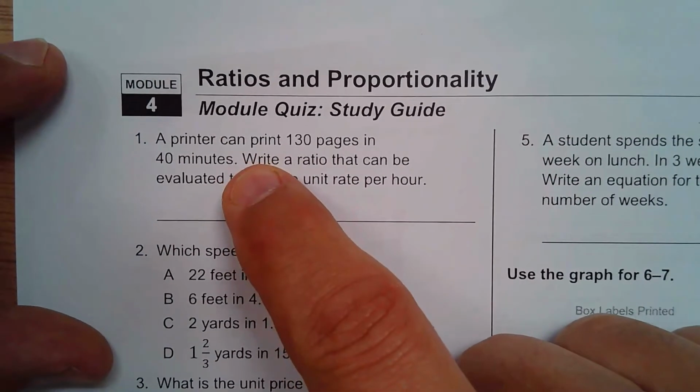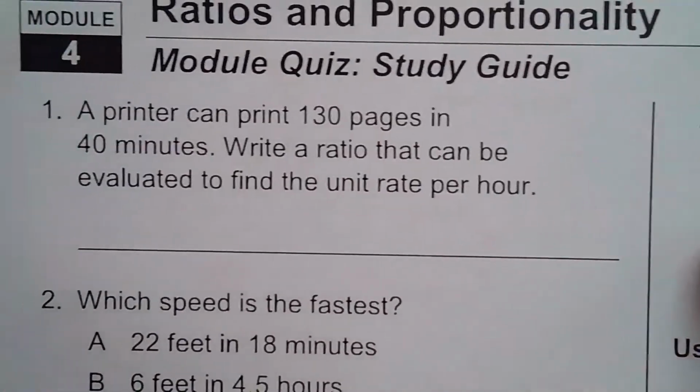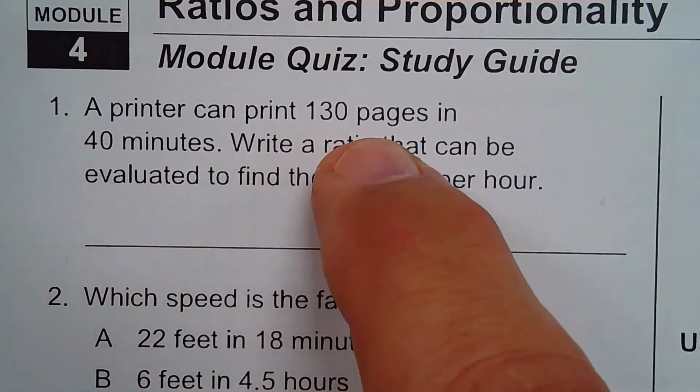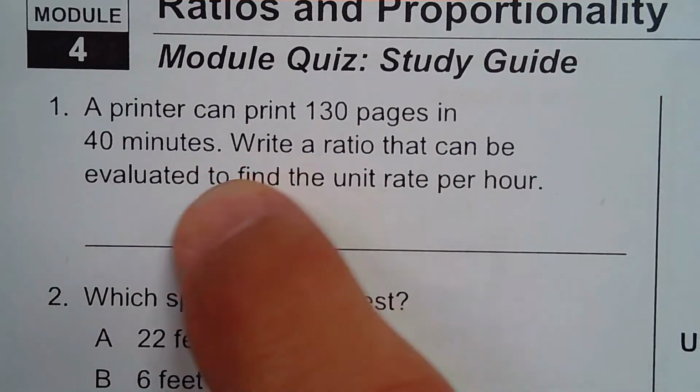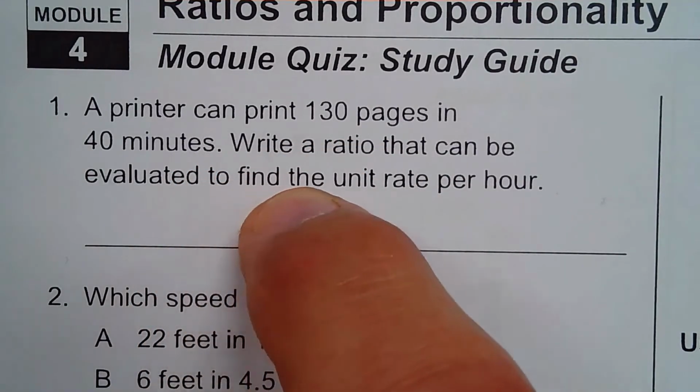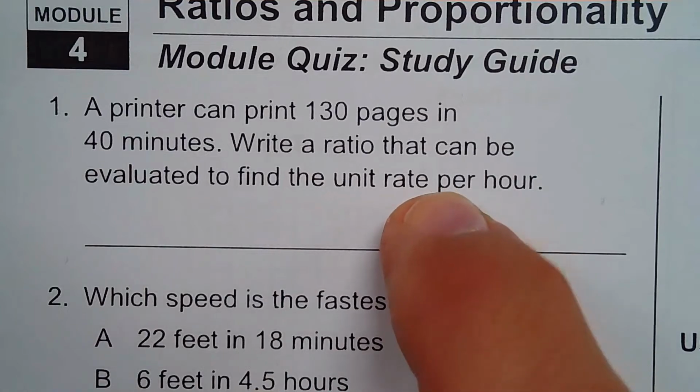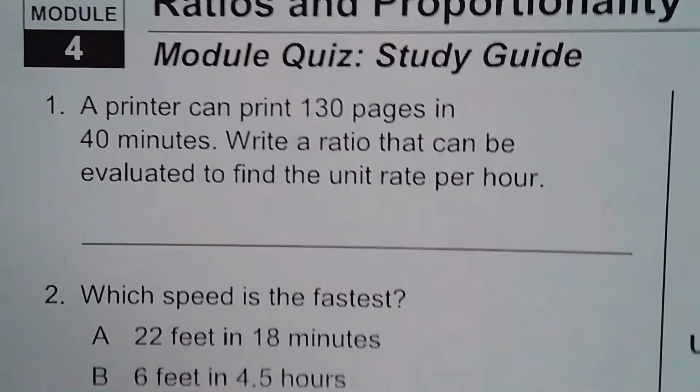And it says, I'm going to zoom in here. A printer can print 130 pages in 40 minutes. Write a ratio that can be evaluated to find the unit rate per hour. There's a couple ways to do this. I'm going to do this on the separate sheet.